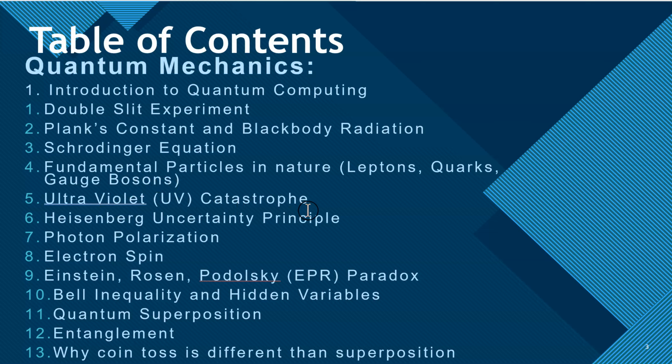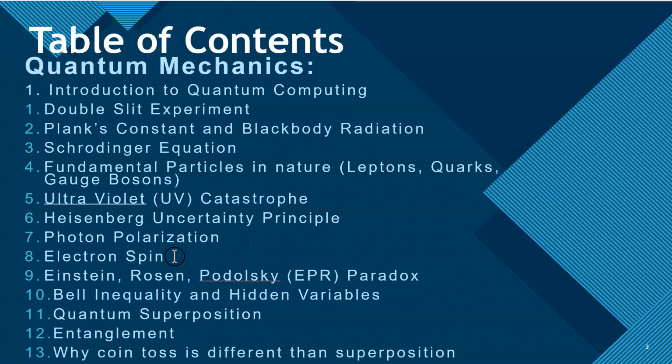Now we will look at what the ultraviolet catastrophe is. There was a problem with ultraviolet and how that came into the picture. The Heisenberg uncertainty principle is very important and we will discuss it. And some quantum computers are based on photons. Photons are light particles, and so we need to know about photon polarization.